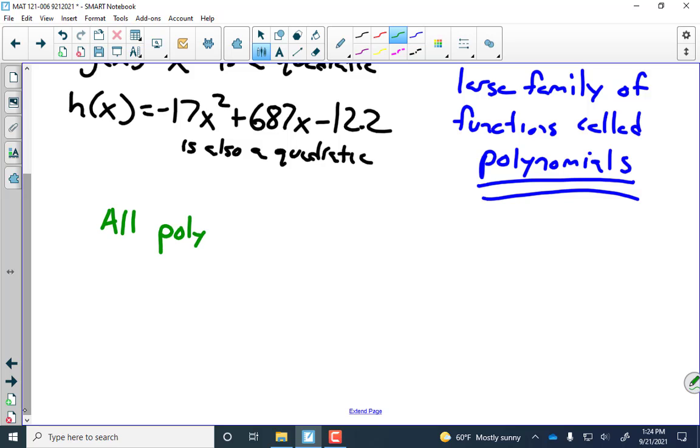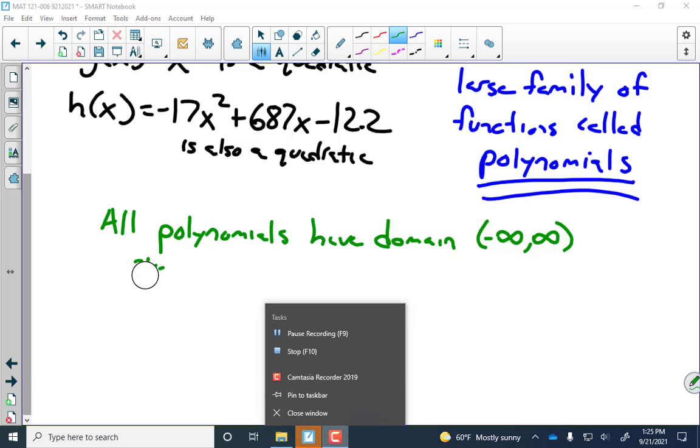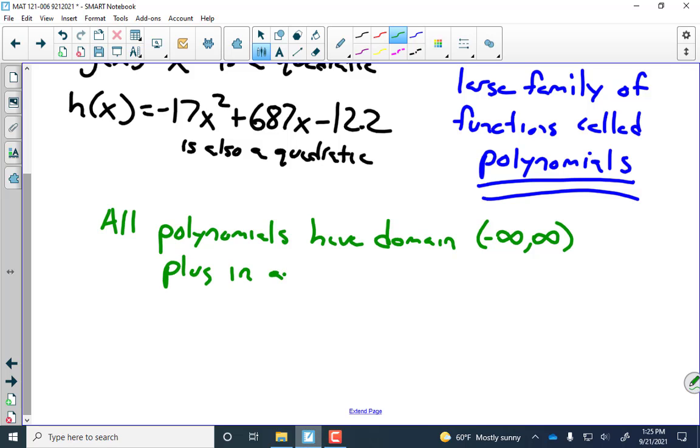You see, all polynomials, which I'll tell you more about in just a moment, all polynomials have domain negative infinity to infinity, which means yes, of course, you can plug in any x and it goes left and right forever. That's kind of nice. When you're dealing with a polynomial, you don't need to worry about domain, everyone. They all have domain negative infinity to infinity. Plug in anything you want.